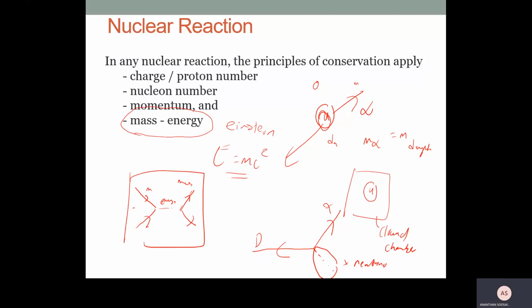Create mass again. So mass changes to energy, and energy changes to mass, at the nuclear stage, not in the macroscopic world. The macroscopic world looks like mass is conserved and energy is conserved, but at the nuclear stage, what is conserved? Mass-energy together is conserved. If 1 gram of nuclear mass is converted to energy, how much energy will be released?